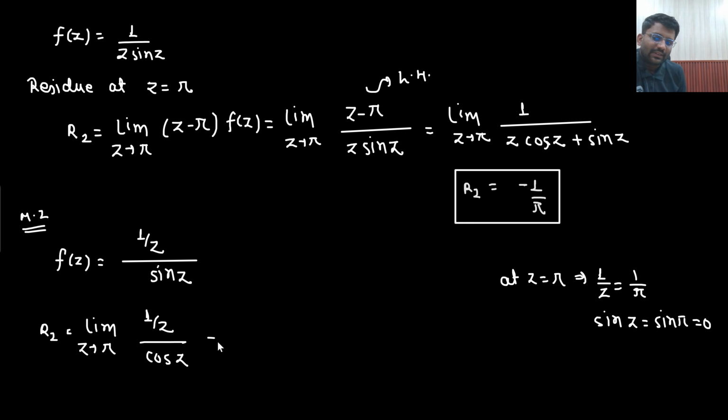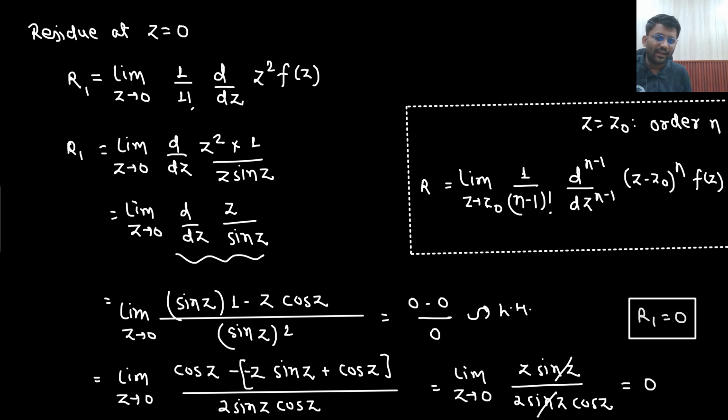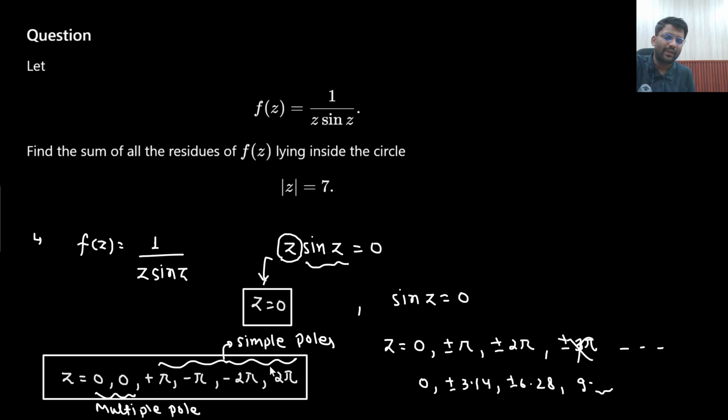Now simply put pi, what is the answer? Minus 1 by pi, because cos pi is minus 1. And now this expression I can use for z tending to minus pi as well, minus 2 pi as well, and 2 pi as well.